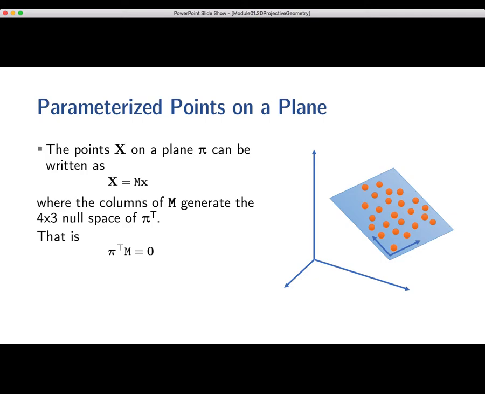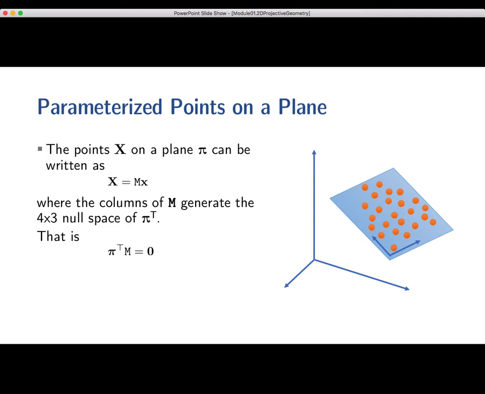Now, if I want to parameterize the orange points on the plane, what I really need is 3 points on the plane, because 3 points will define the plane itself. I can make 2 vectors out of those 3 points. If those points are a, b, c, the middle one is a, then b minus a is one vector and c minus a is the other. Those 3 points uniquely define the plane, and everything on the plane can be written as a linear combination of them. They essentially form the basis of the plane, and that's what I'm after.